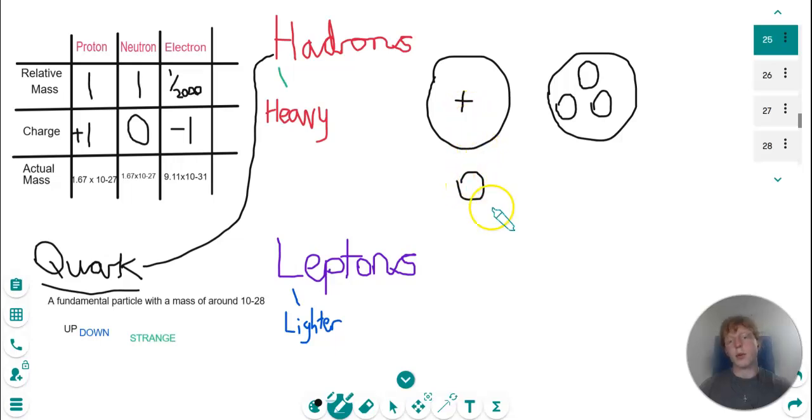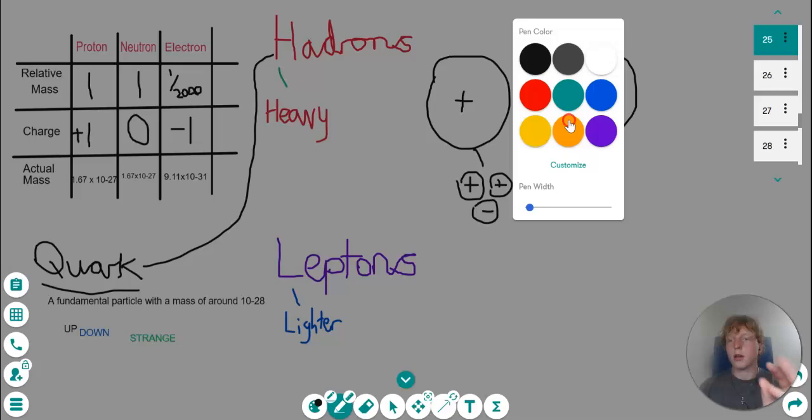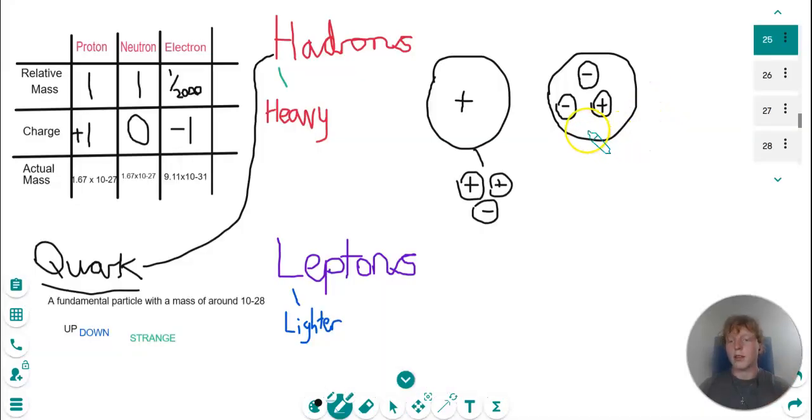So, for example, we might have 2 pluses and a minus in a proton, and in the neutron, we might have 2 minuses and a plus. Okay? And the reason we've got 2 pluses and 1 minus, and 2 minuses and 1 plus, is because of the charges and the strength of the charges in the particles.